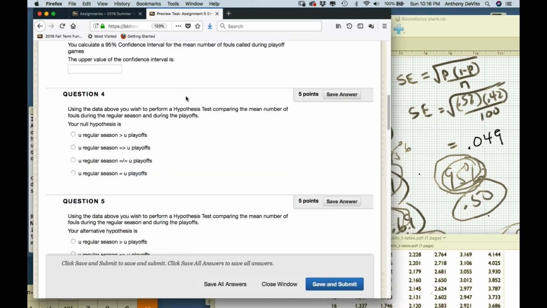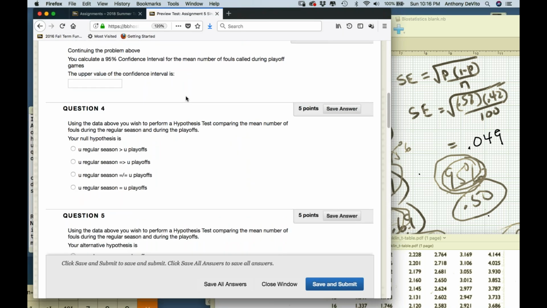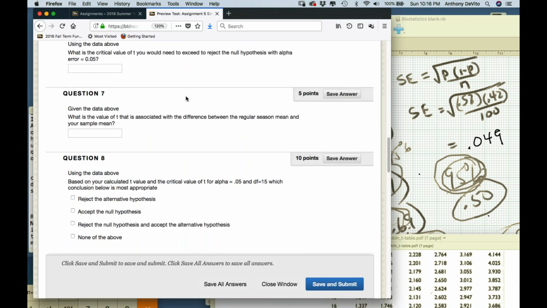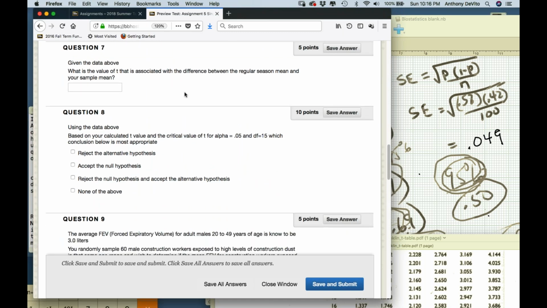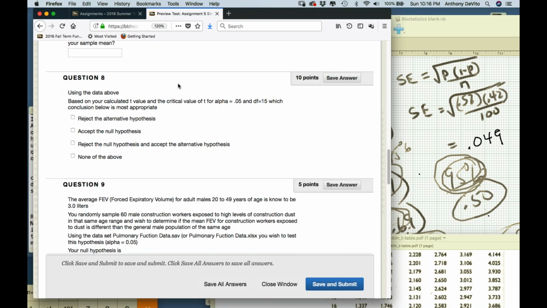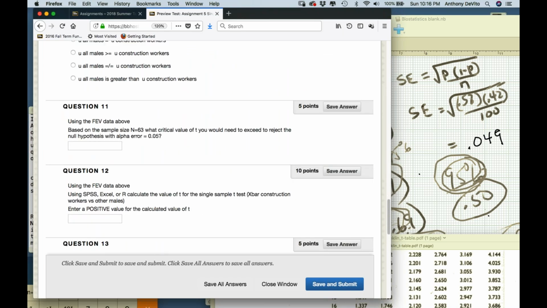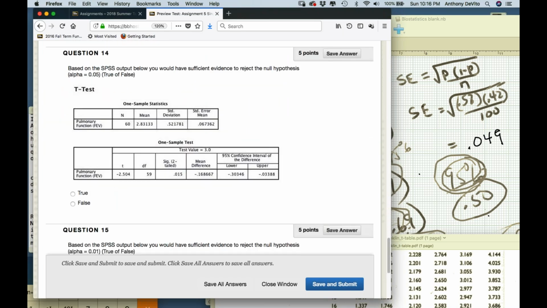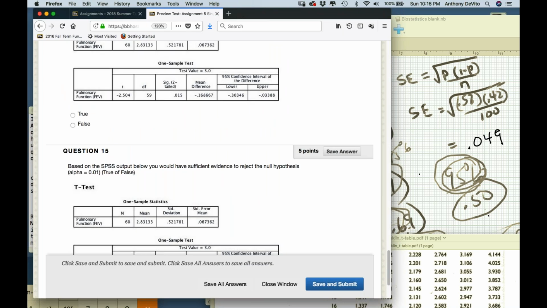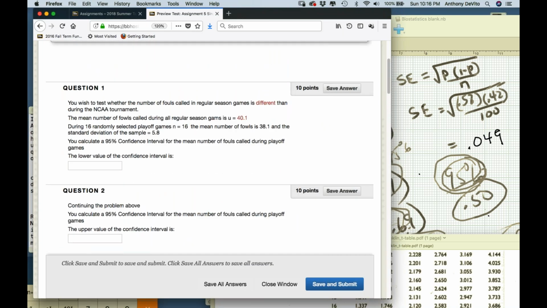Given the season playoffs, what is the t-value associated with the difference between regular season and, let's see, rejecting our hypothesis? 10, 11, 13. Okay, I got it.